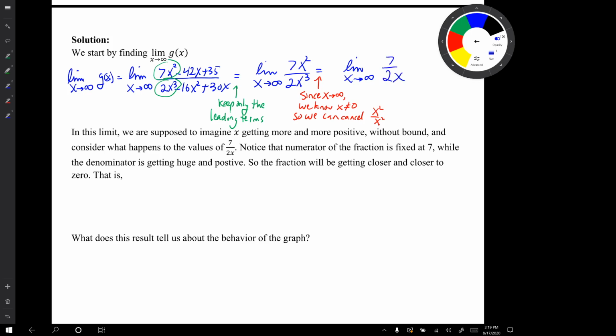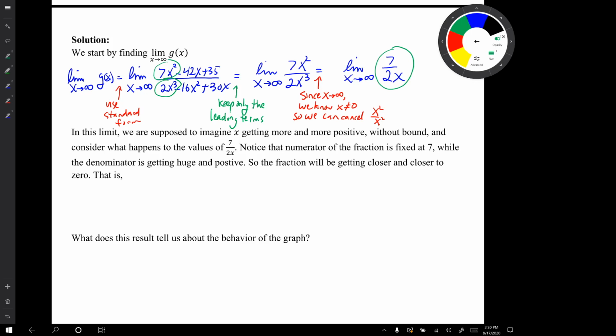If we proceed as we did in the previous example, we start with the standard form of the function. We keep only the leading terms in the next step. And then since x is going to infinity, we know that x is not equal to 0, so we can cancel, but we can only cancel the things that appear in both the numerator and the denominator. So we can cancel x squared over x squared. That leaves us with this expression, the limit as x goes to infinity of the quantity 7 over 2x.